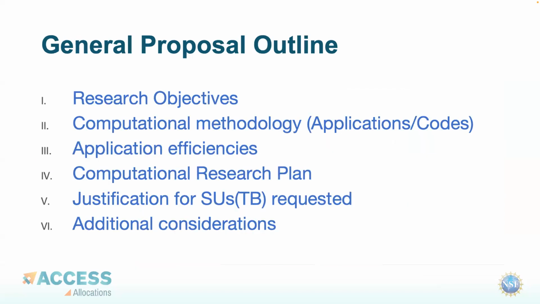So an outline of the main document, or the proposal as we would call it. The first section is the research objectives. The second would be the computational methodology, these applications or codes that you'll use. The third section would be application efficiencies. The fourth section would be the computational research plan. The fifth section being the justification for the service units or the terabytes for storage that you're requesting. And then the sixth section would be the additional considerations, and we'll detail those as we go.